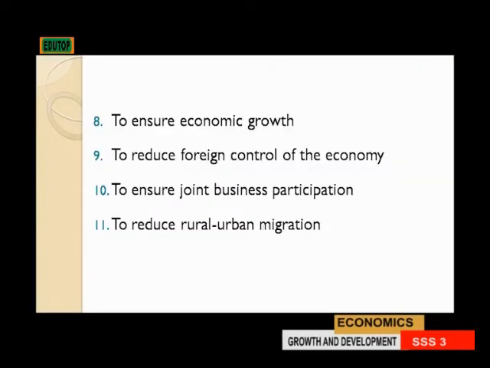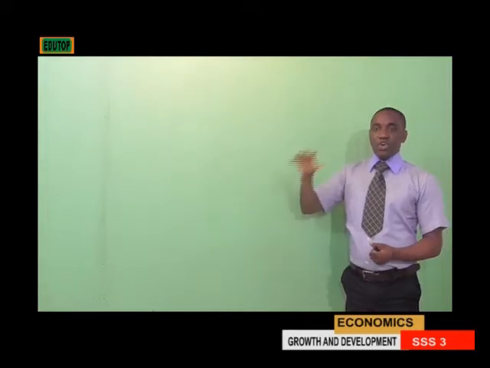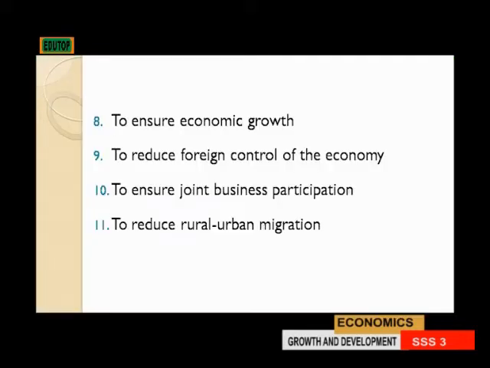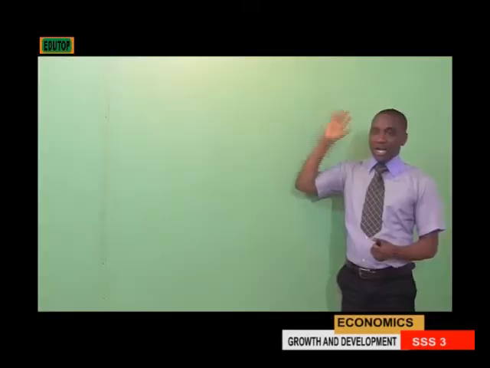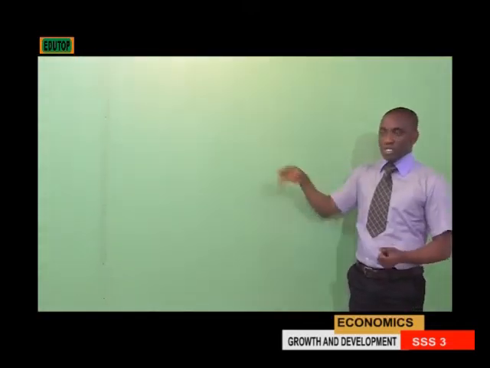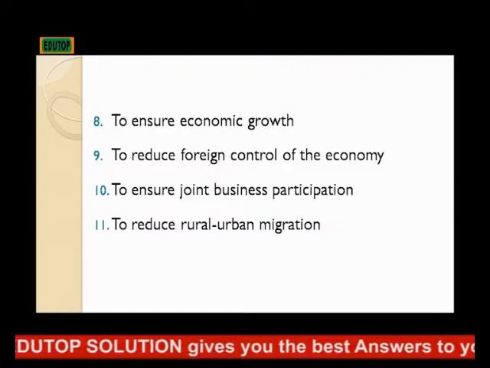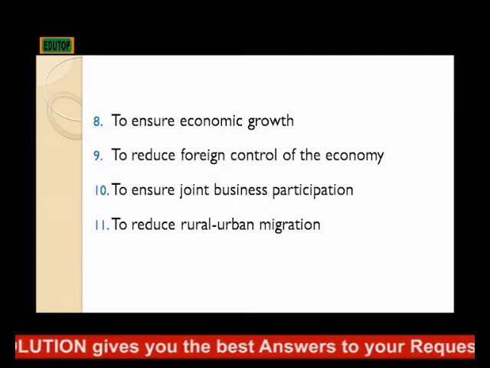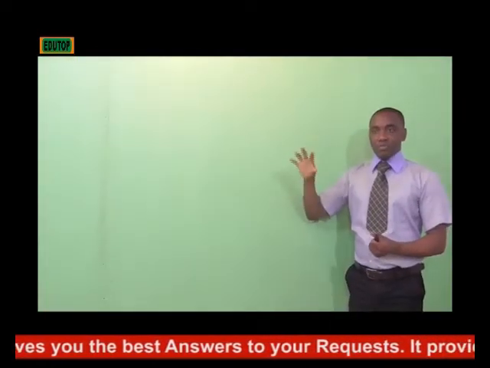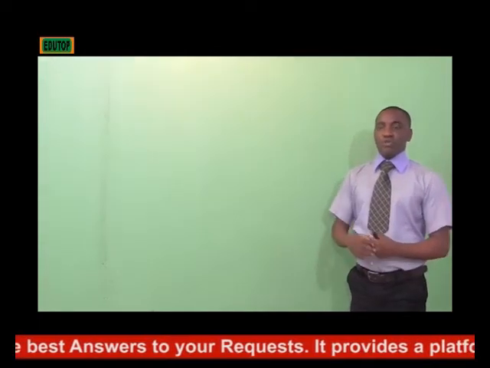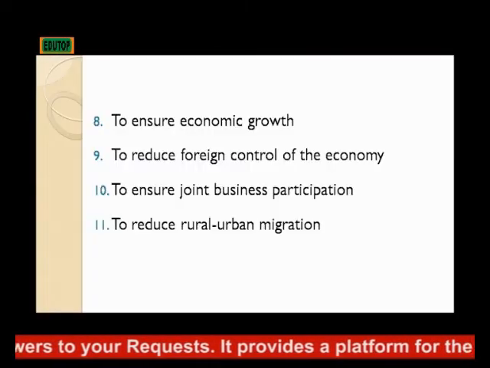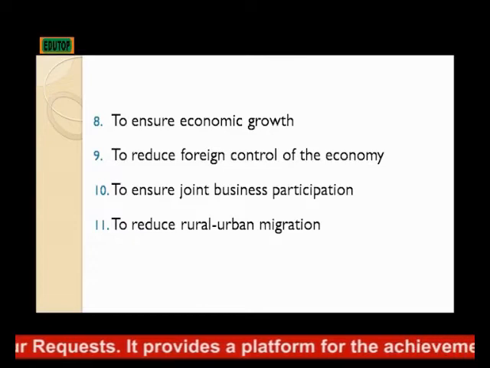Also, to ensure economic growth, so that the economic growth will be high, economic planning is very important. Also, to reduce foreign control of the economy, so that other countries and international bodies will not be controlling the local market. It is very bad and not good for an economy. Then, to ensure joint business participation, so that the business activities will have some common ground for the purpose of developing the nation. And lastly, to reduce rural-urban migration.